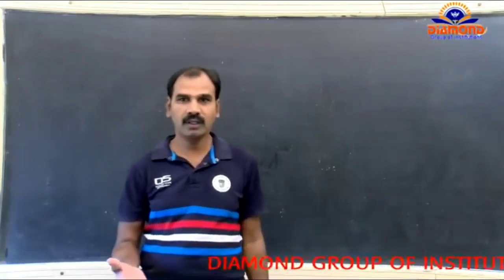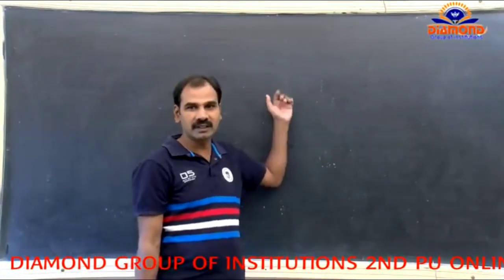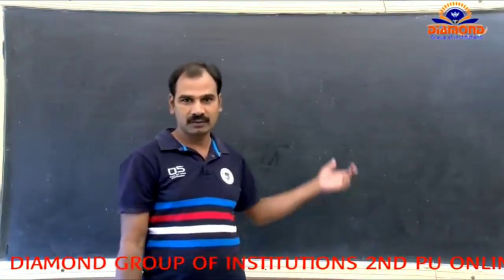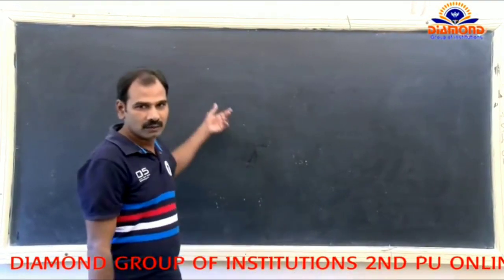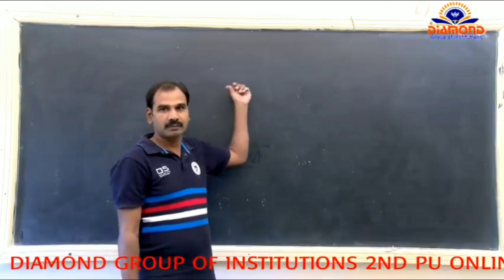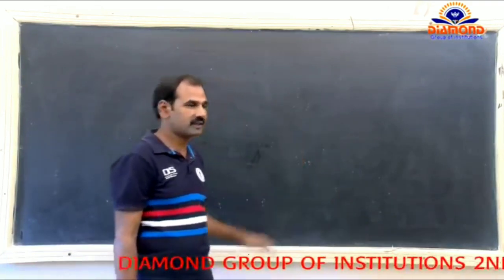Okay, today we discuss the vectors topic. So simple, easy. Weightage in the annual examination is 10 marks. One mark question 1, 2 marks question 2, 3 marks question 2. Total 10 marks.